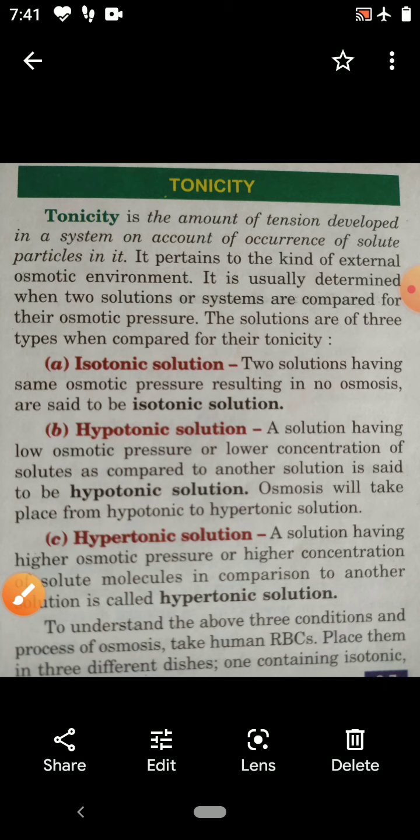So children, you studied what tonicity is, and on the basis of it, how many types of solutions there are. There are three types of solutions when we compare the tonicity of the solution: isotonic solution, hypotonic solution and hypertonic solution.